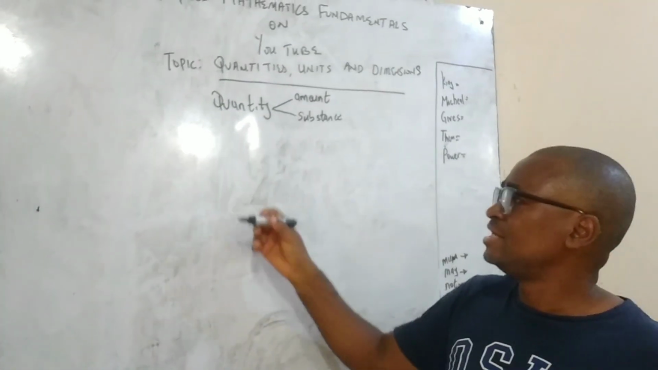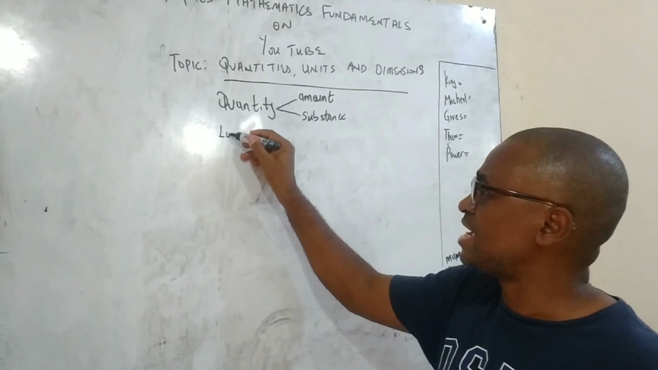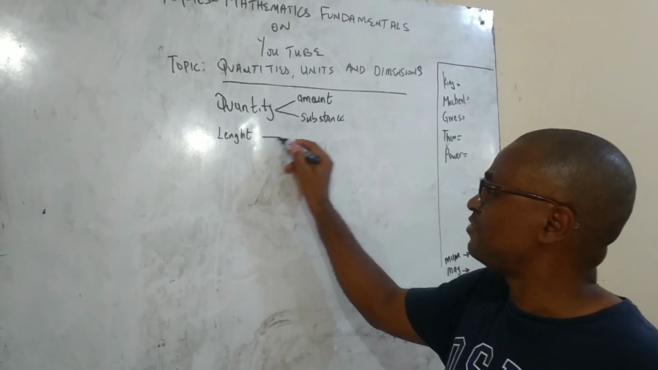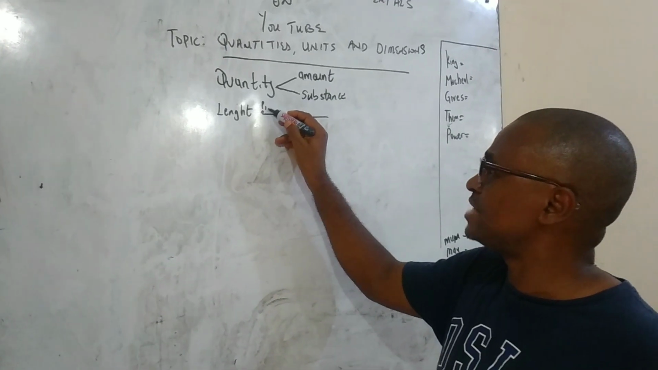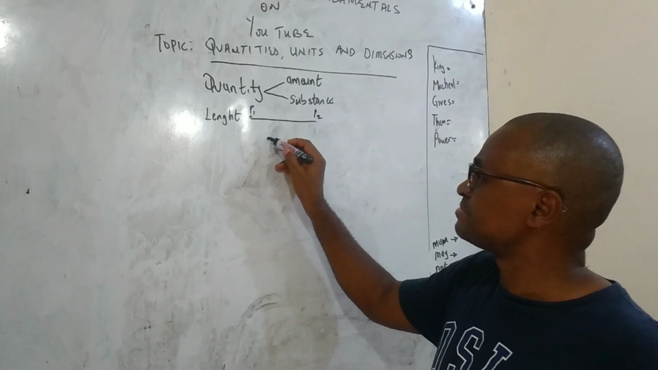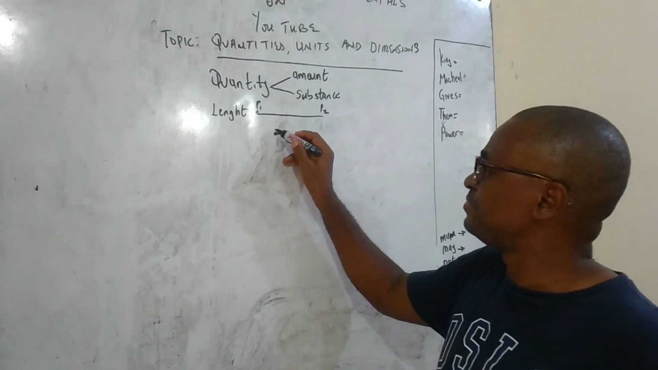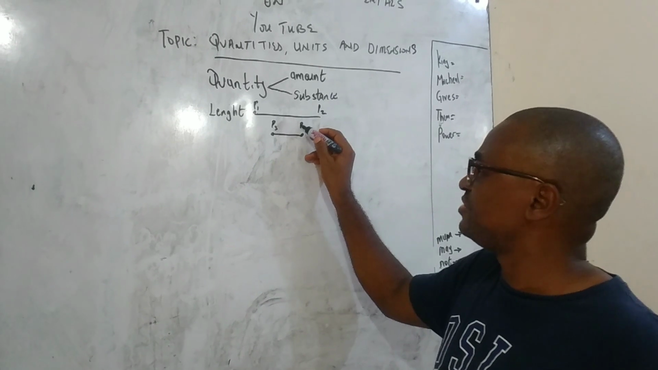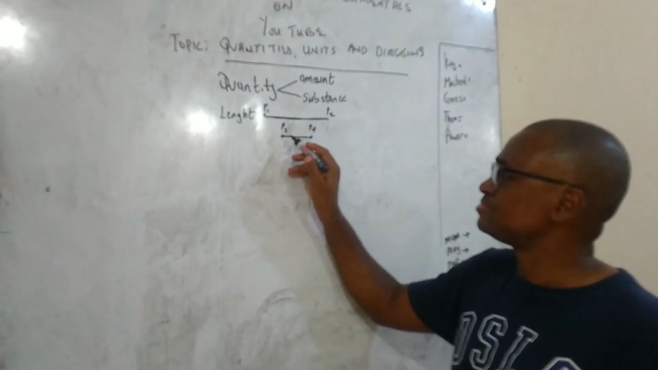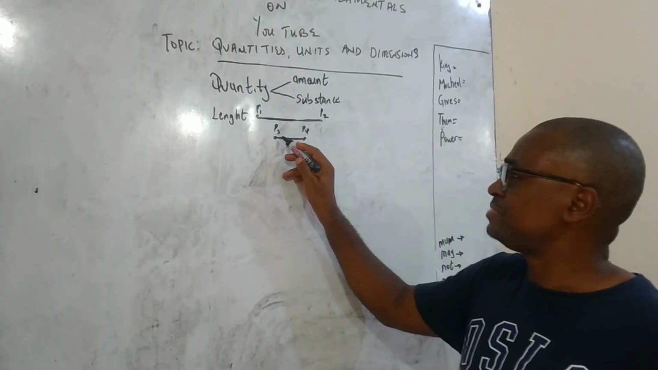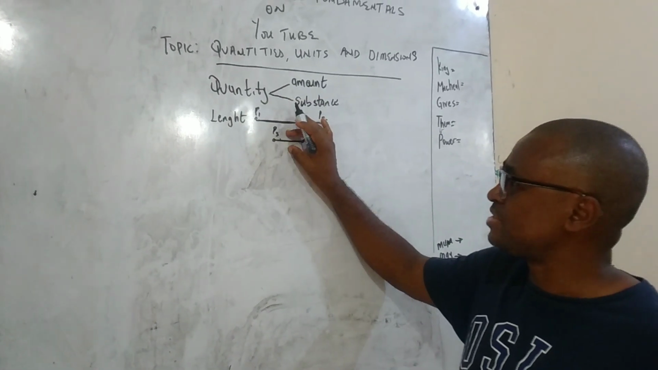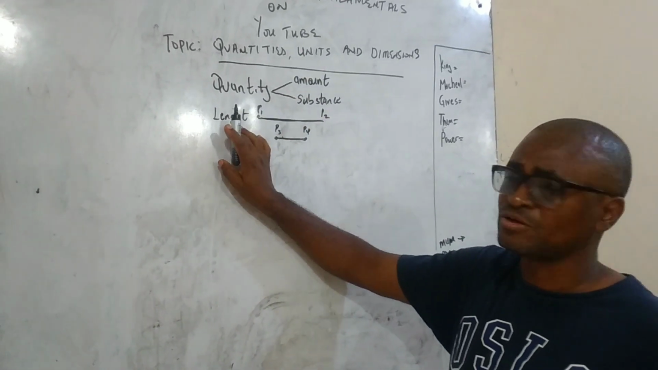Like for instance, let me give an example of length as a quantity. If you have length P1, P2, and you compare it to length P3 and P4, we can see that this particular length P1, P2 is longer than length P3, P4. So we are talking about this quantity is more than this other quantity. So length is a quantity.